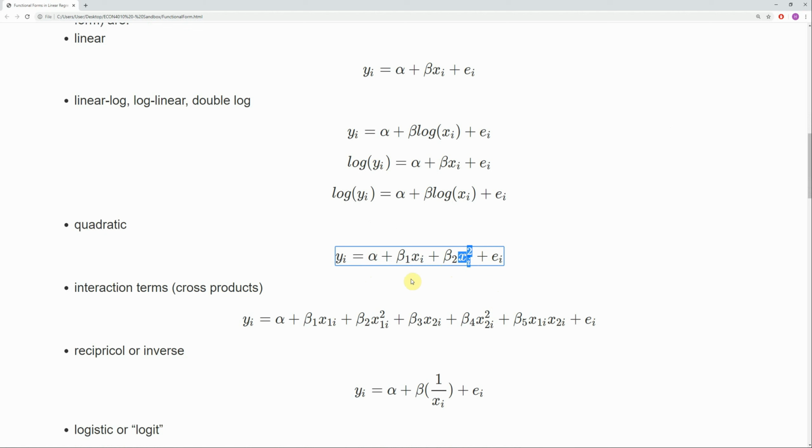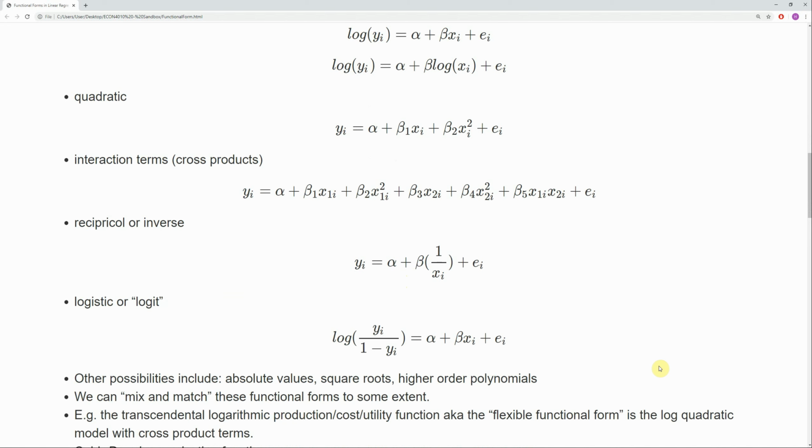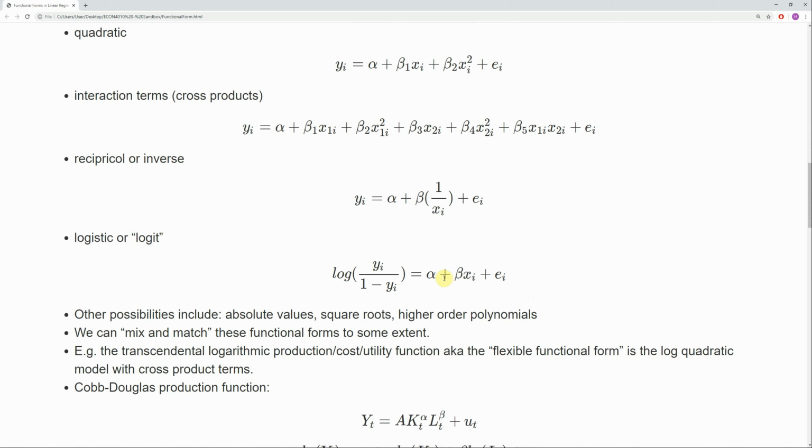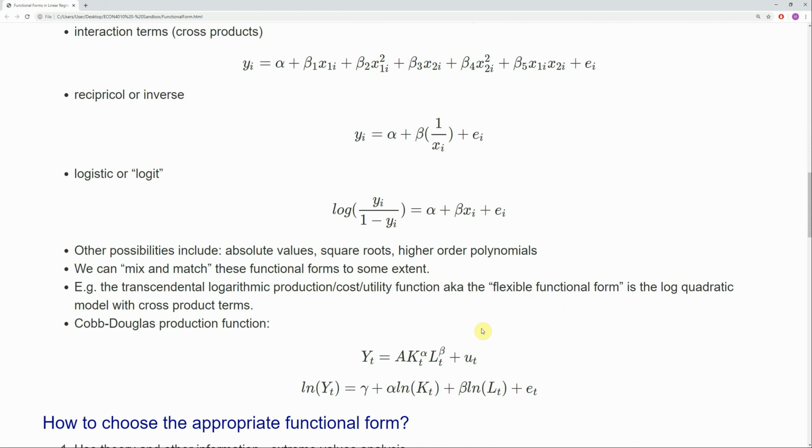We can also have cross products, where if we have, for instance, two variables x1 and x2 in our right-hand side, we can have the cross products of those variables. We have the linear form of those variables as well as the quadratic forms of them, plus their interaction, which is the product of those two vectors. We can also have a reciprocal or inverse form, where we have yi modeled by the inverse of xi rather than xi itself.